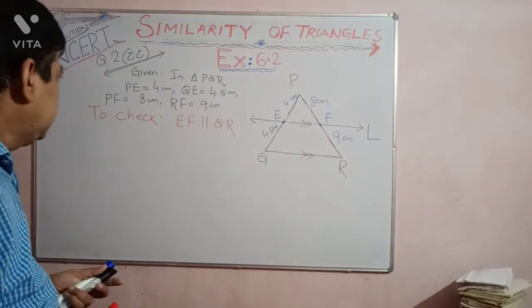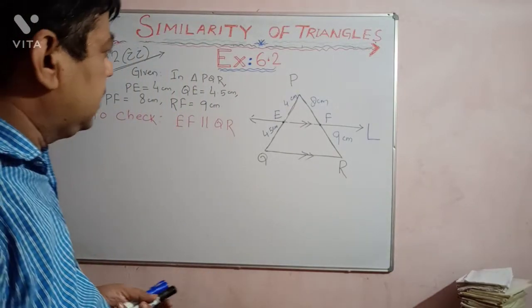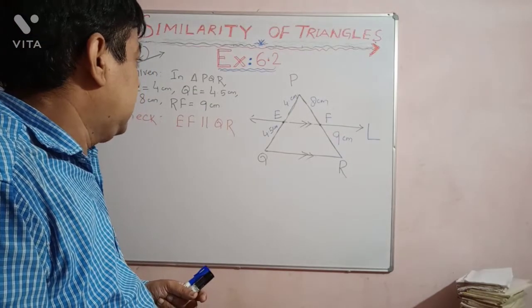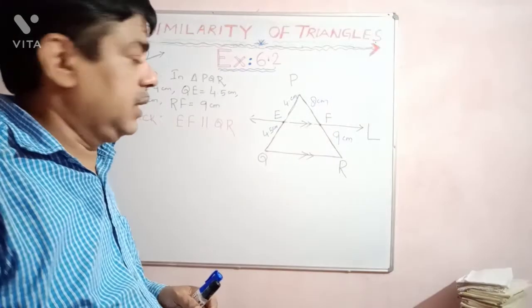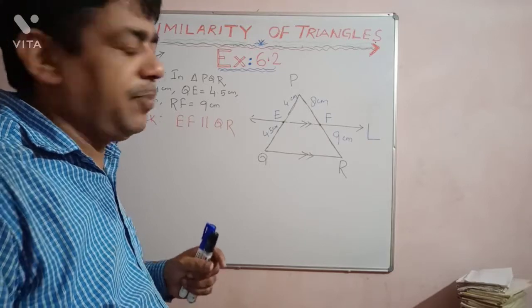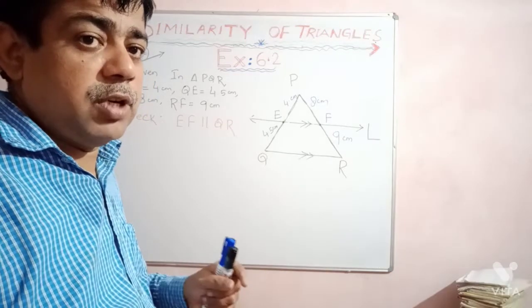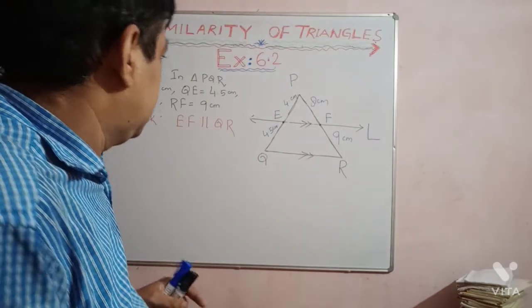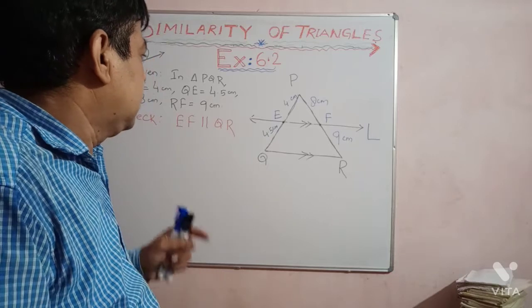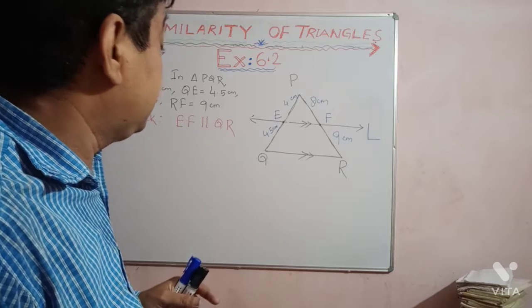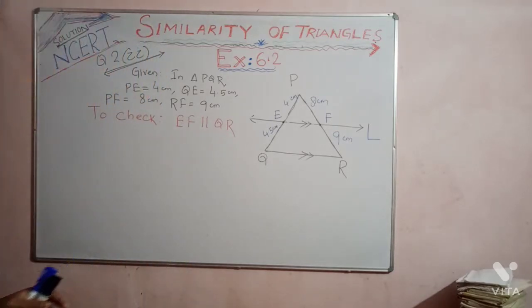In this question, given that in the triangle PQR, the line L intersects PQ at the point E and PR at the point F. You have to check whether the line EF is parallel to QR. The corresponding parts are given. Here PE is given 4 cm and QE is given 4.5 cm, PF is given 8 cm, FR is given 9 cm. You have to check whether the line EF is parallel to QR.